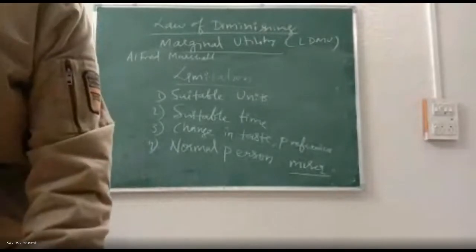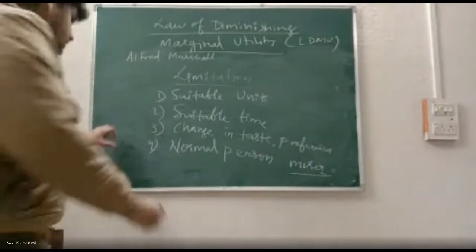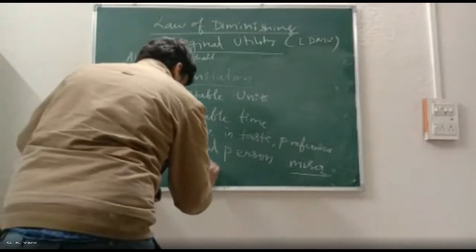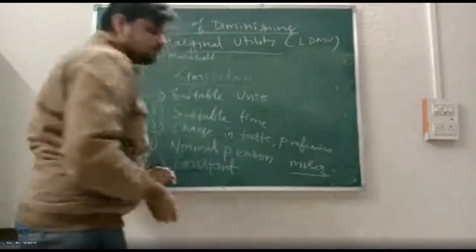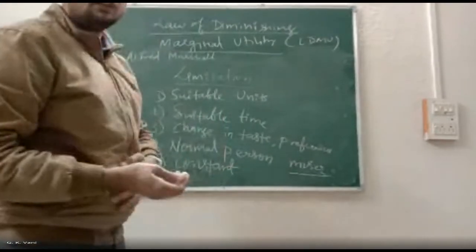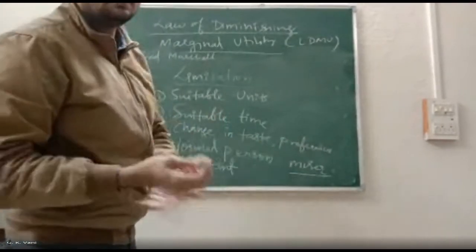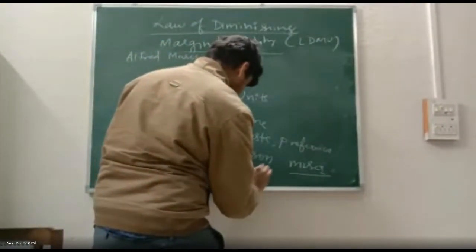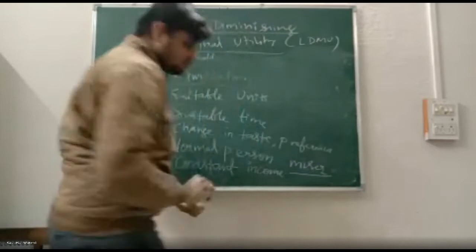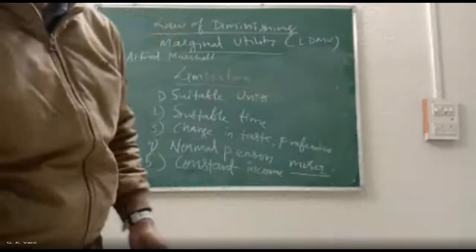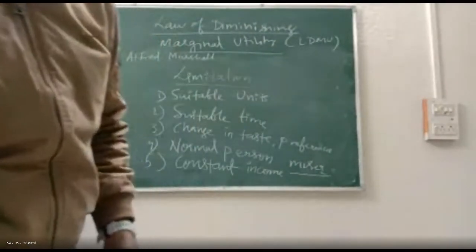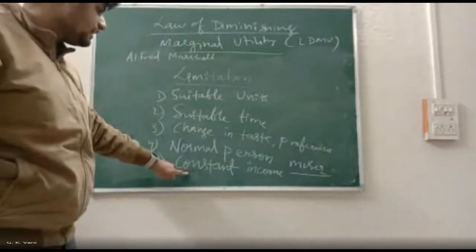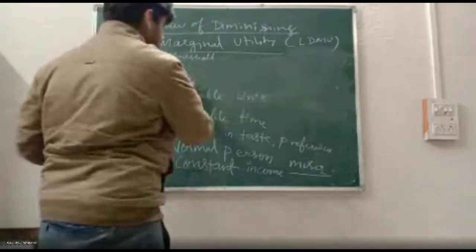Then constant income. So we assume that the income should remain constant. But if income changes, he feels I am more rich, so he may be inclined to eat more. Constant income, right? Then, if this assumption is violated, it's not applicable, right? Limitation.